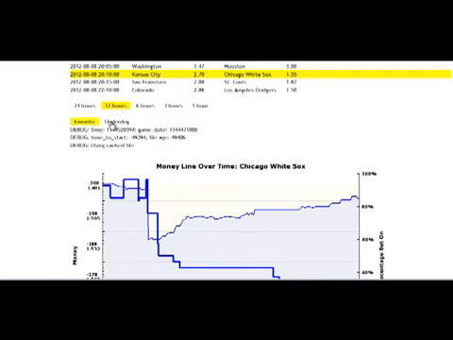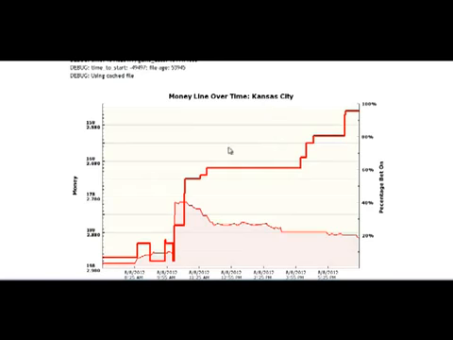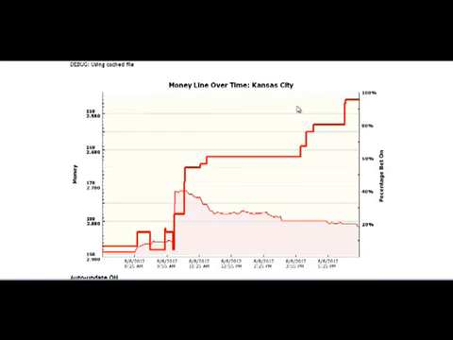You can click on the underdog button, and for Kansas City Royals, you can see all the money was coming into Kansas City Royals, and the underdog odds actually increased from plus 198 to plus 158, despite the fact that only 20% of the people were betting on Kansas City. So this is the kind of line reversal which is in favor of the underdog.